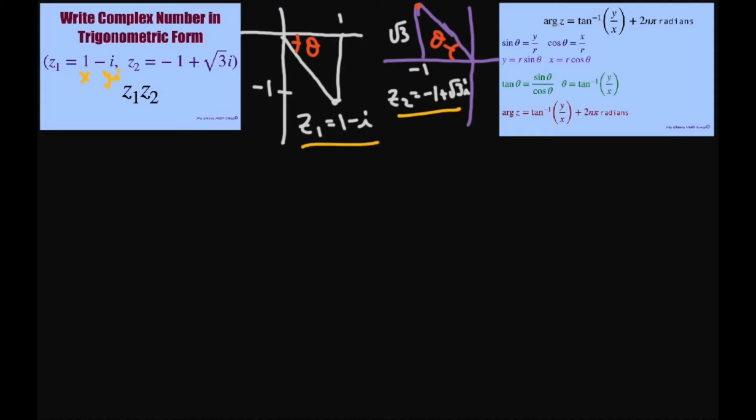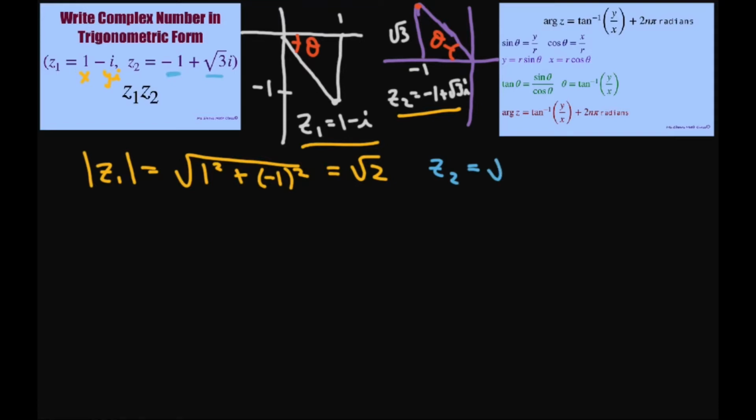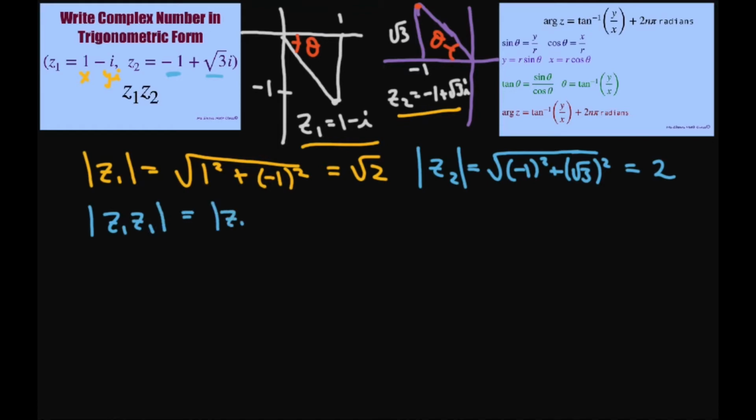So let's first find the magnitude of z1. That's going to be the square root of 1 squared plus negative 1 squared, which equals square root of 2. Now for z sub 2, we have negative 1 and square root of 3, so that's the square root of negative 1 squared plus square root of 3 squared. This gives you square root of 4, which equals 2. Therefore, when you multiply the magnitude of z1 times the magnitude of z2, that's just going to be 2 square root of 2.